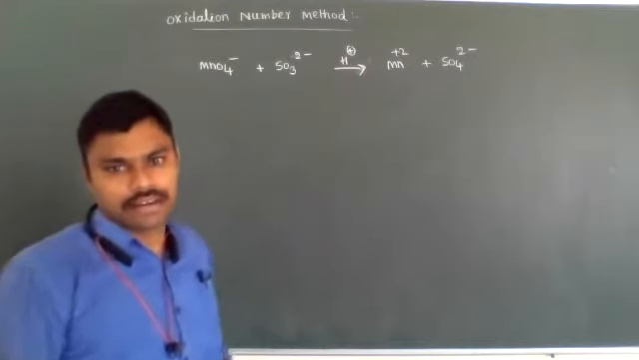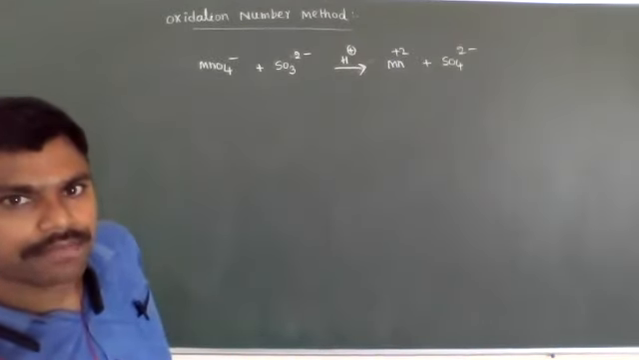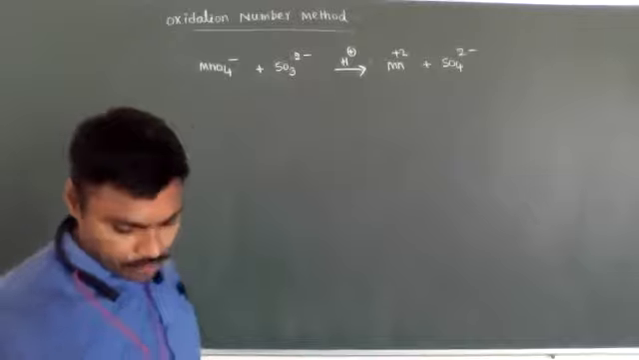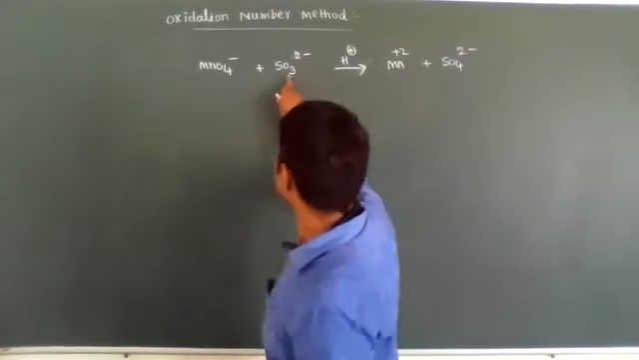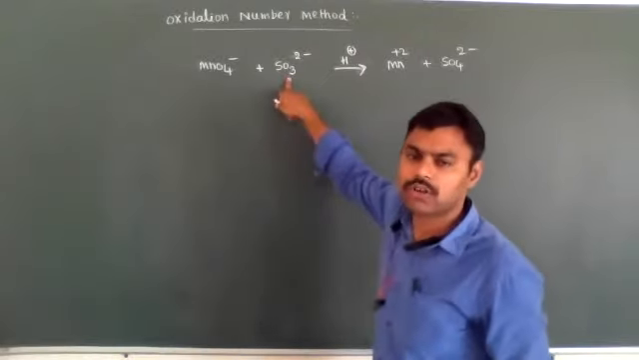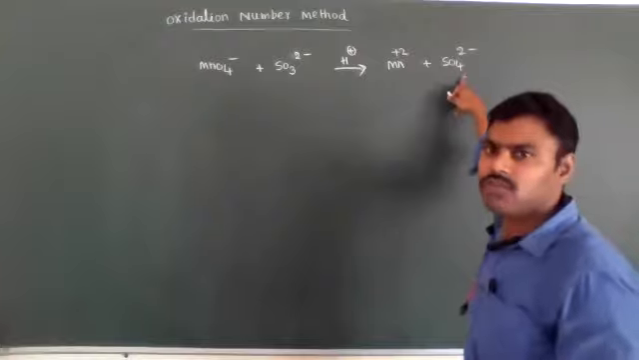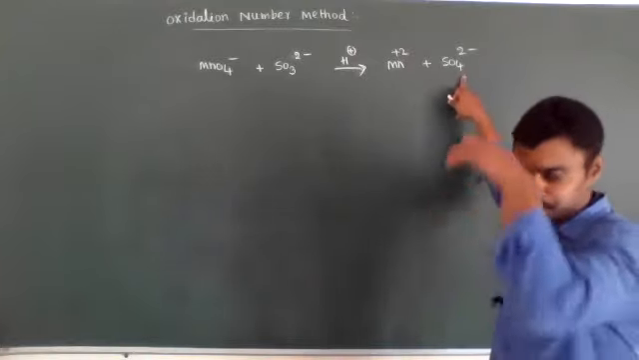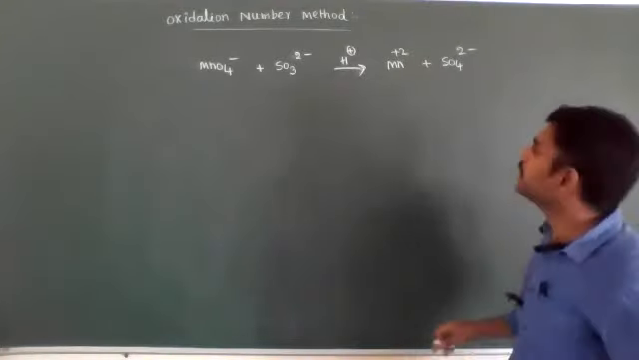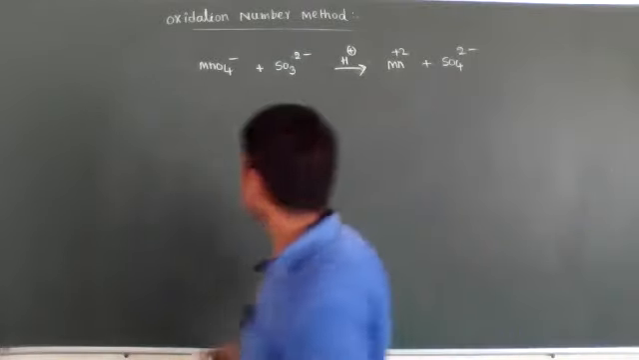Okay, see once again that equation: MnO4 minus, permanganate ion, plus SO3 2 minus, sulfite ion, converts into Mn 2 plus and SO4 2 minus, sulfate ion. This equation we need to balance in acidic medium by using the oxidation number method.